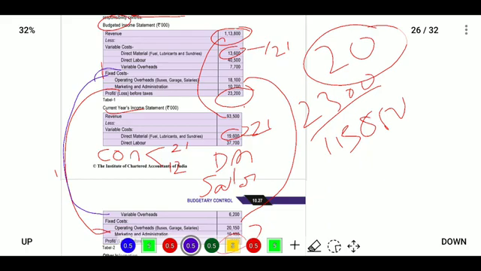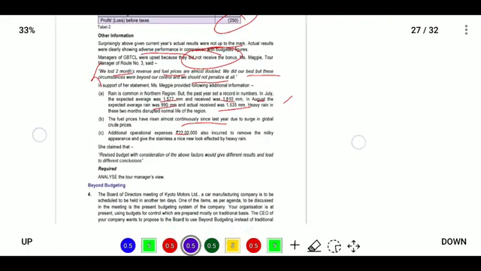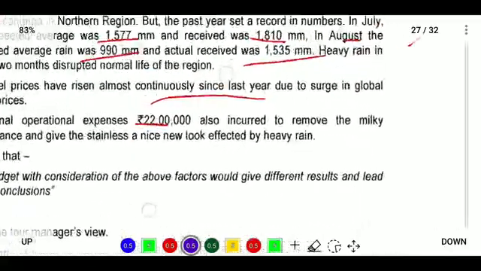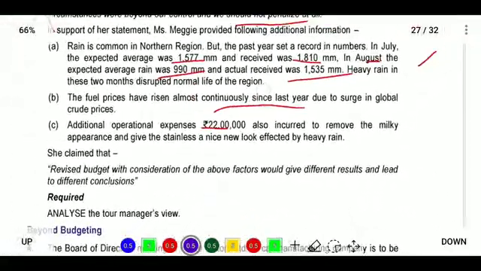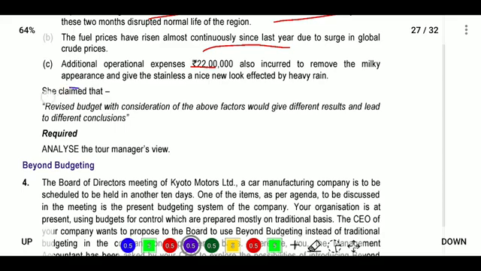We have got 1500, that is 15 lakhs. So we saved the 15 lakhs. He is telling additionally we incurred 22 lakhs, and even after incurring that we save the 15 lakhs. Now she claimed that revise the budget with consideration of the above factors, which gives different results and leads to different conclusions.